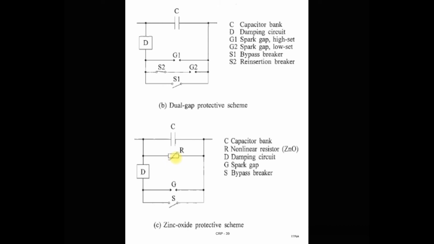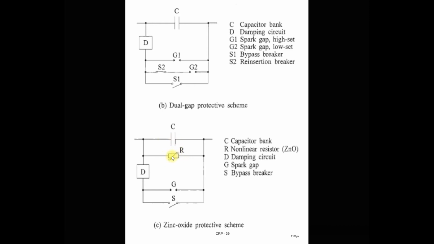So what is the property of the zinc oxide non-linear resistor? When a fault happens, the voltage across the capacitor becomes very high. The same voltage of the capacitor appears across this non-linear resistor. The property of this non-linear resistor is that when the voltage across the resistor becomes very high, its resistance increases, and as the voltage across it decreases, its resistance also decreases. So when a fault happens, obviously the voltage across the capacitor is very high and the same voltage appears across this resistor.